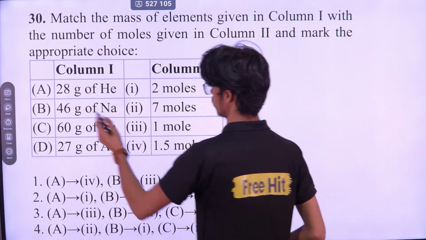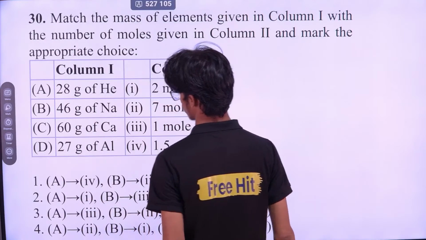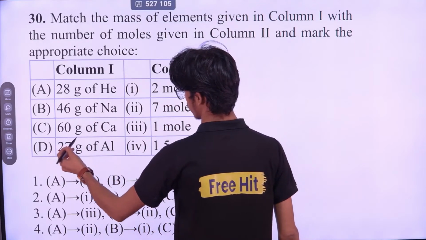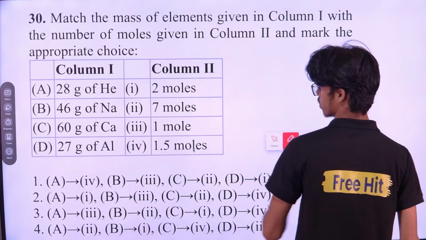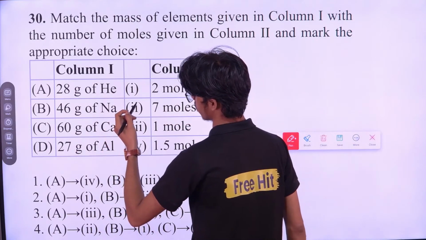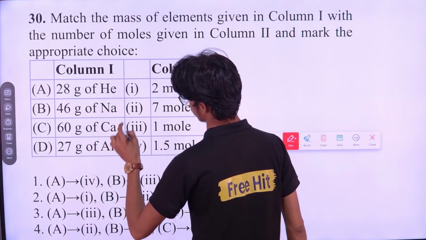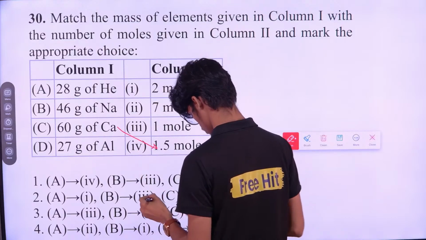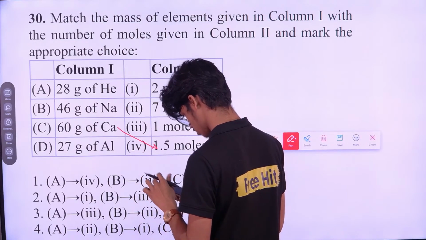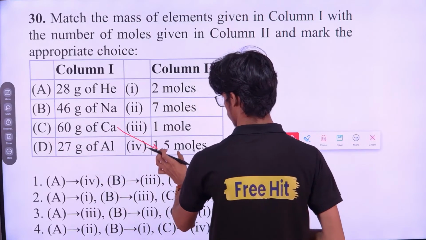28 gram of helium, 46 gram of, okay. First of all, 60 gram of calcium. Okay, so calcium has a mass of 40. So 60 by 40 is what? 6 by 4. 6 by 4 is 3 by 2. 3 by 2 is 1.5. So this is the option. Okay. 60 gram is 1.5 mole.